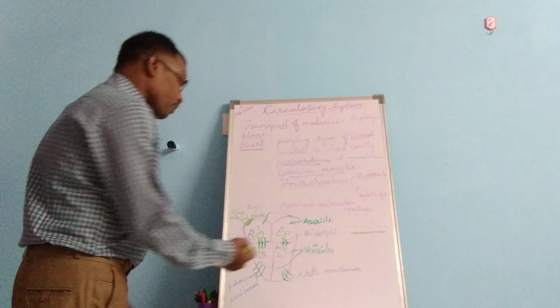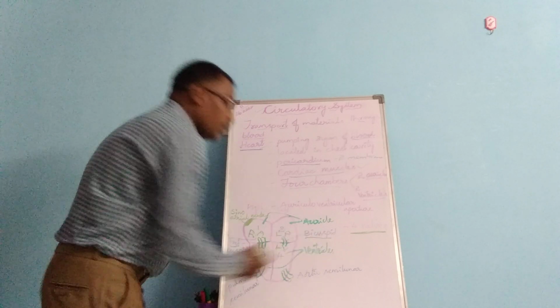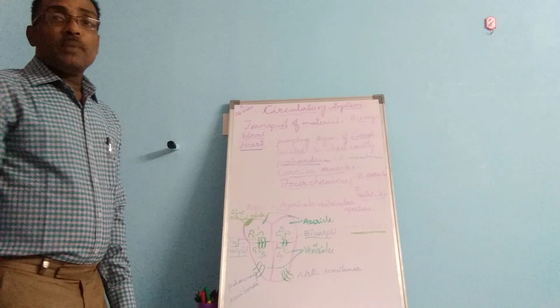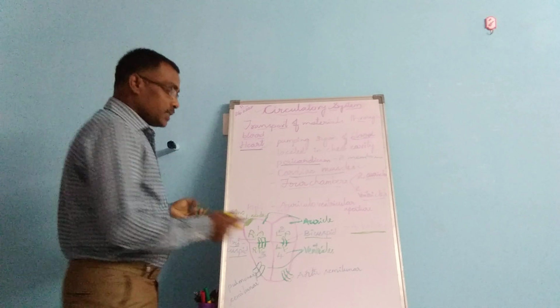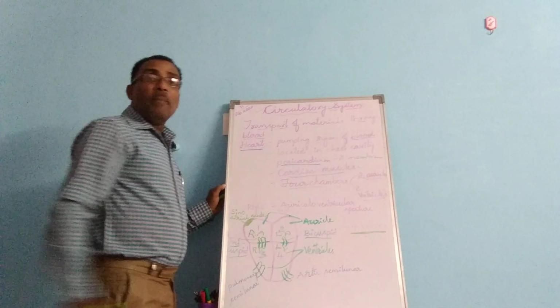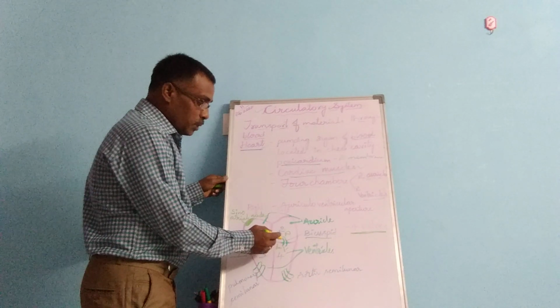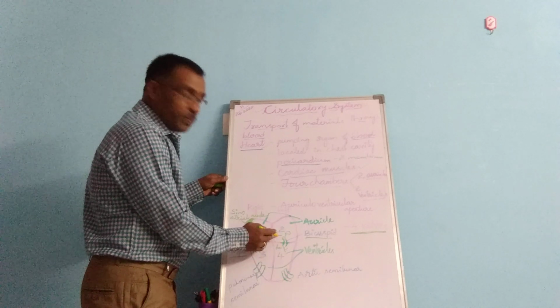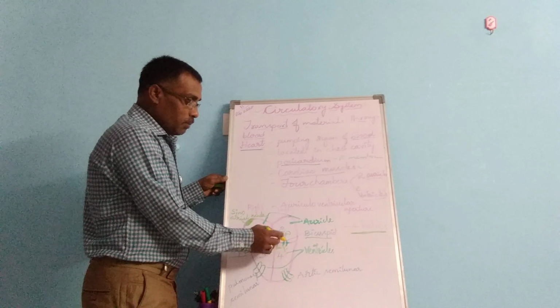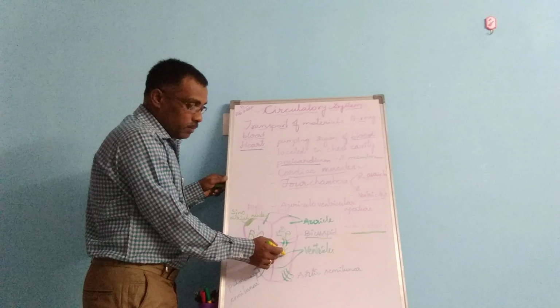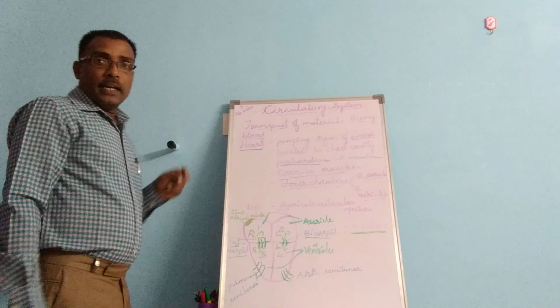Next one is the bicuspid valve. The second one is the bicuspid valve. It contains 2. Bi means 2. Those 2 valves together are called the bicuspid valve. The bicuspid valve is present in between the left auricle and the left ventricle. It prevents the backflow of blood from the left ventricle to the left auricle.